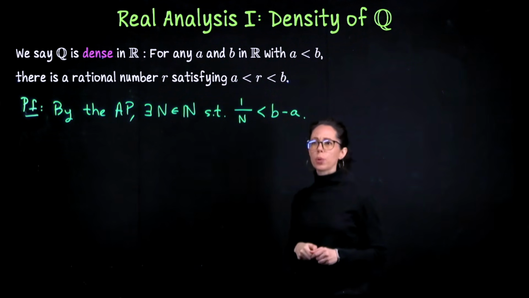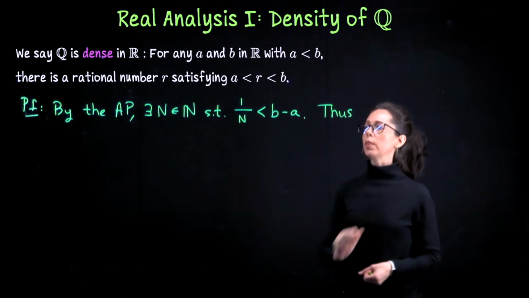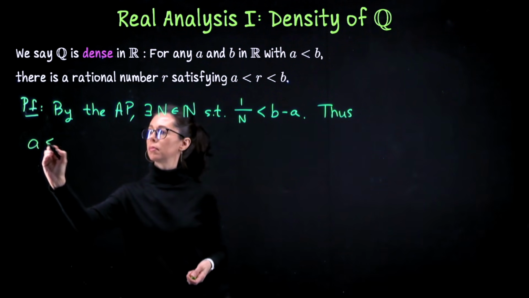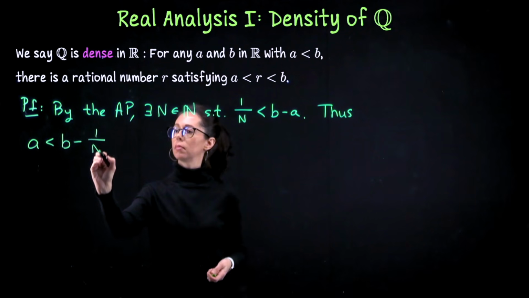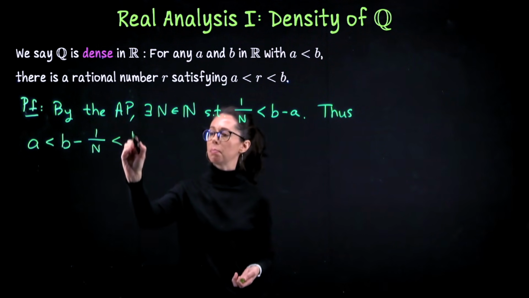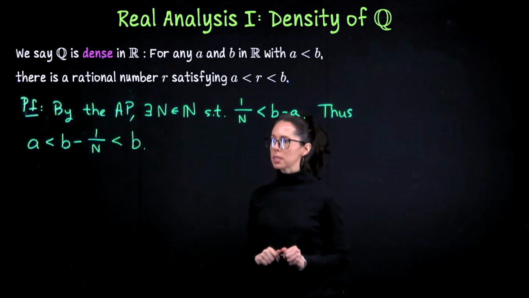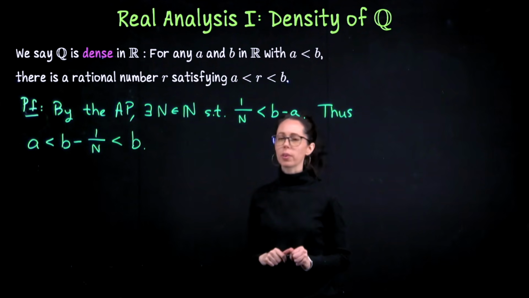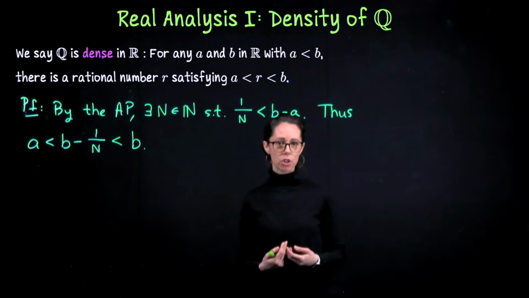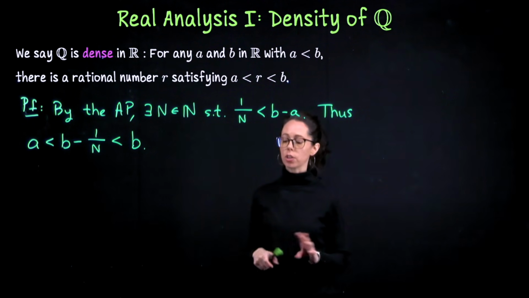All right, let me just do a little rearrangement here. Thus, just moving terms around, a is less than b minus 1 over n. And I could actually go a little further with this. b minus 1 over n is less than b. Okay, let's stop there just for a moment, because I would like to do this proof with two cases. Either at least one of a or b is rational will be the first case, and the second one will be neither a nor b is rational.